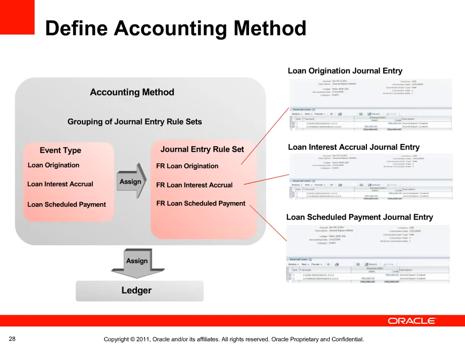The accounting method is the group of all journal entry rule sets that will be used to generate accounting for a ledger. A journal entry rule set is assigned on an accounting method for each event class and type for which the accounting needs to be generated. As accounting requirements evolve over time, assignments can be end-dated and new rules can be put into effect with new as-of dates.